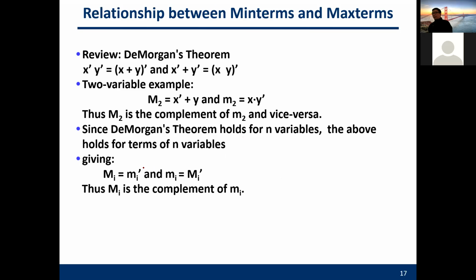By De Morgan's law, we can enable the conversion between the maxterm form and the minterm form. Assume we have the same index. The maxterm is the complement of the minterm. I will show you how to prove that. For example, if you have two variables, this one is exactly the maxterm of the index 0.